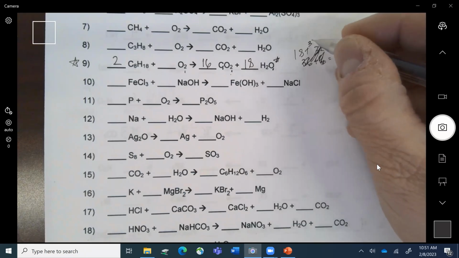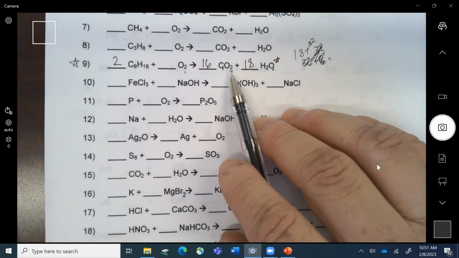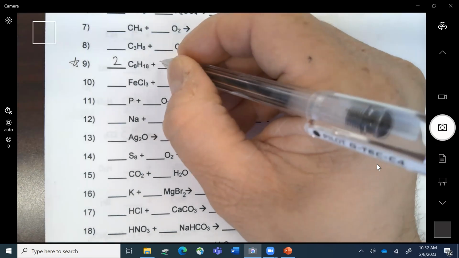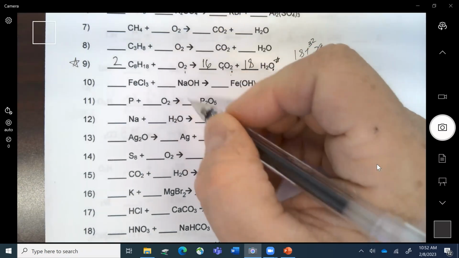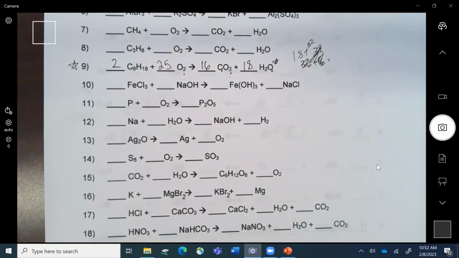18 plus 32. Don't listen to me. 18 here. 16 times 2 is 32. 18's 40 is 50. Okay. So how do I get that oxygen to 50? 25. Now, if you could add right, it would have went faster, but that's my fault.